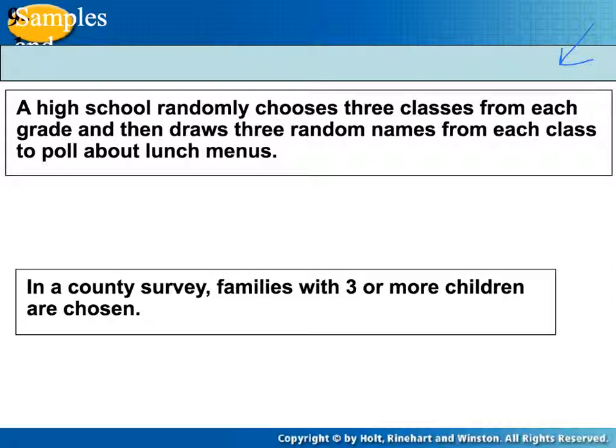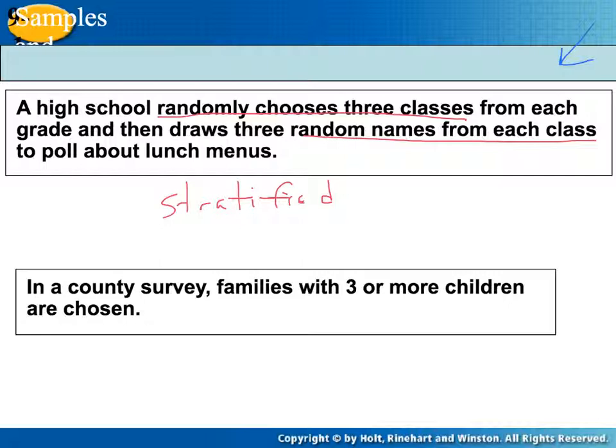looking at these problems. It says, a high school randomly chooses 3 classes from each grade and then draws 3 random names from each class to poll about lunch menus. So you see those words random. It randomly chooses 3 classes, then random names from each class. So there's 2 things here. First, it's a randomly chosen group. Then it's a randomly chosen name. When you break it up into different subgroups, ooh, that word subgroups, this is stratified because I broke it up and then I broke it up again. I didn't randomly choose everybody in the sample. I just randomly chose somebody inside my random class.